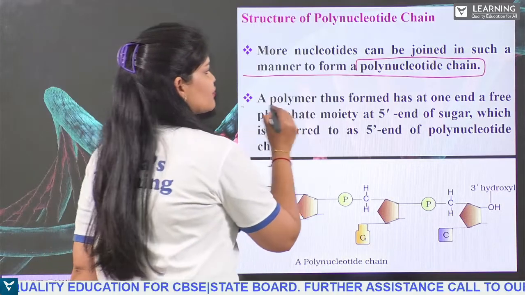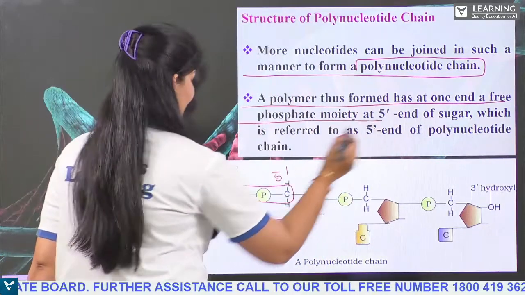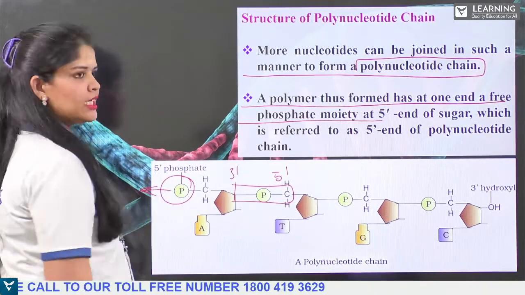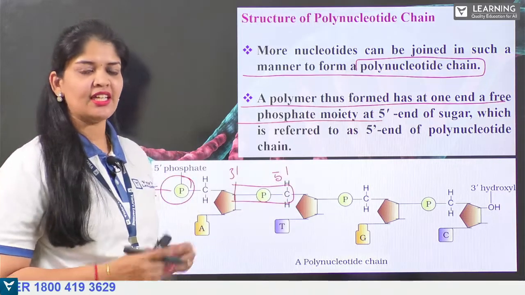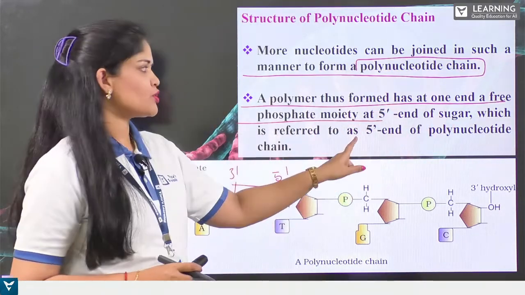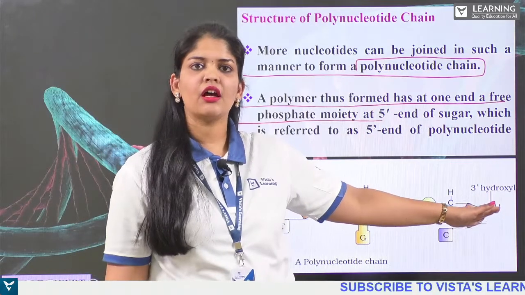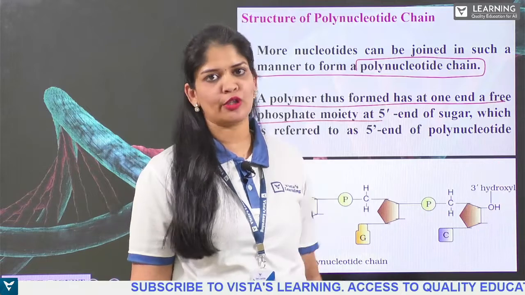A polynucleotide thus formed has at one end a free phosphate moiety. At this end, we find a free 5' phosphate moiety, and that end we call the 5' end of the polynucleotide. And at the other end, we have a 3' hydroxyl group, what we call the 3' end of the polynucleotide chain.